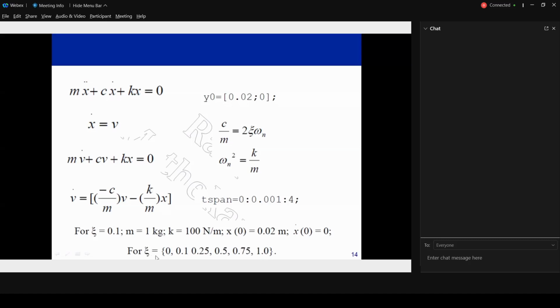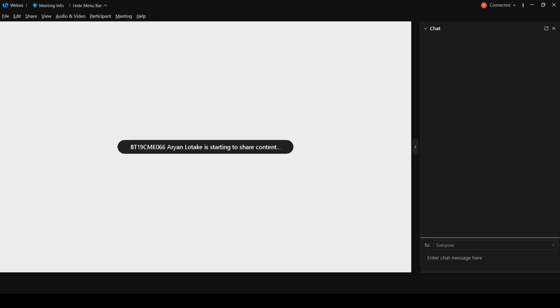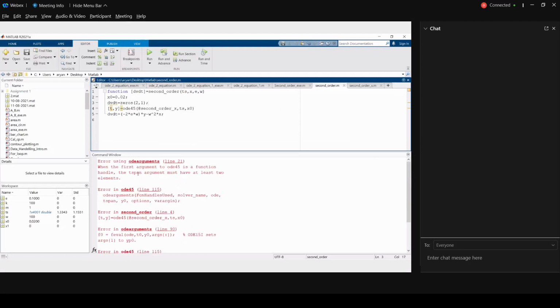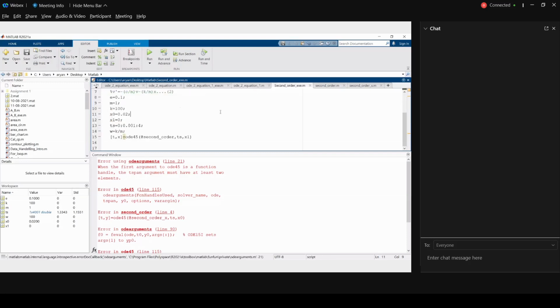Okay, sir. Then Logata, can you share your screen? Let's see what the error is. Yes, sir. Go to the first line of the error. Error using ODE arguments. When the first argument to ODE45 is a function handle, what did you do?